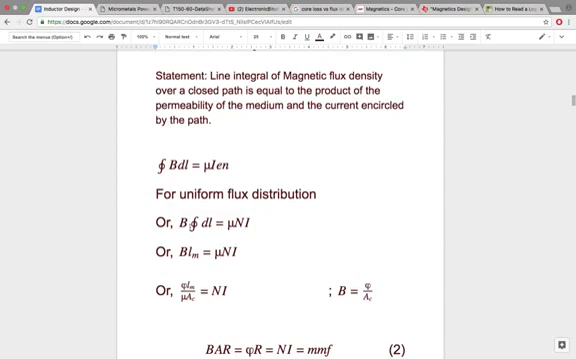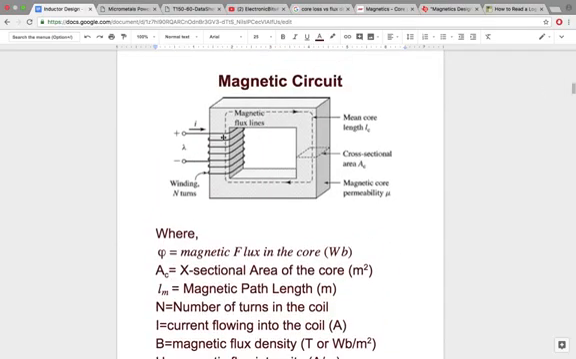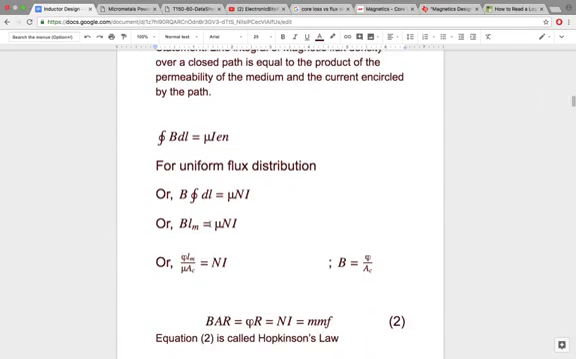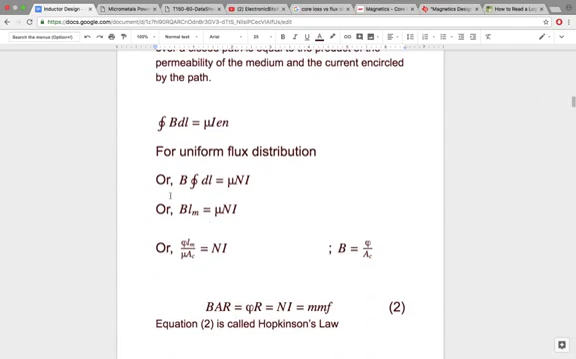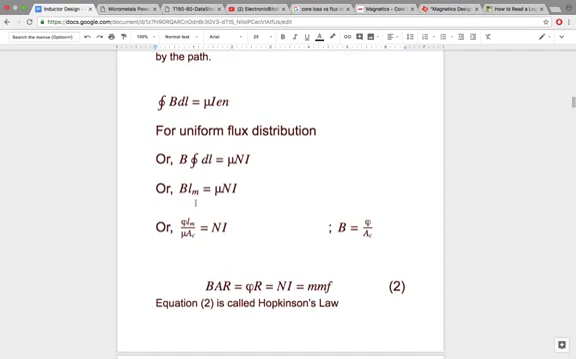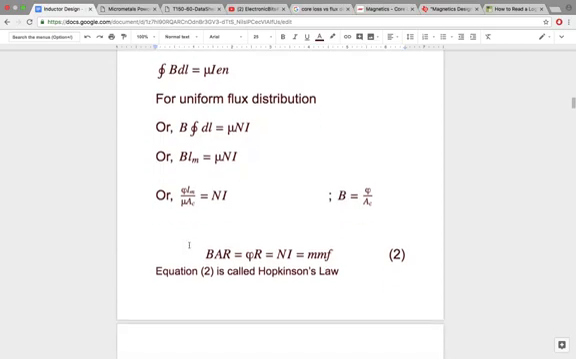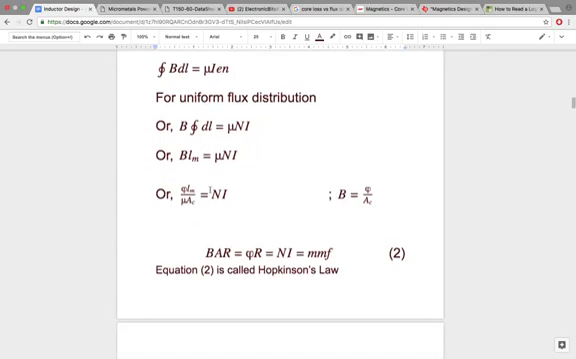If we assume the magnetic flux distribution is uniform throughout the magnetic path, then the magnetic flux density is constant, and hence we can take B out of the integral symbol, where we are left with just the integral of path length, which is nothing but the magnetic length. So this is the reduced relation for uniform magnetic distribution. If we simplify that further, we get this expression where B is replaced by flux per unit cross-sectional area.